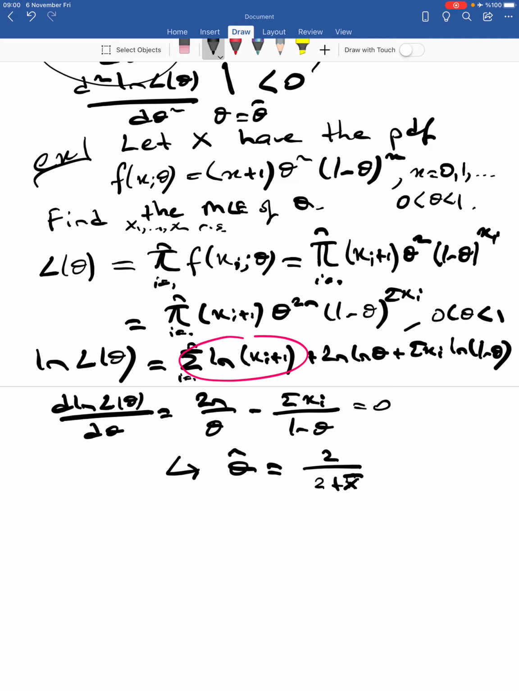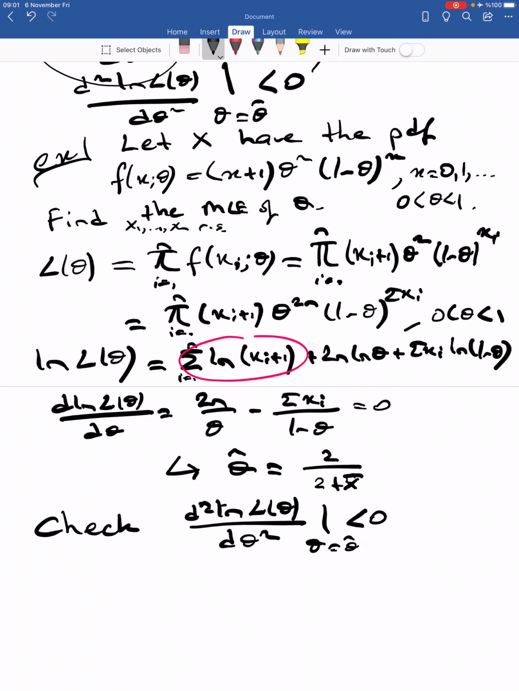But we have to be sure that our second derivative is negative, so our likelihood function is concave down shaped, so it has a maximum point. Okay, so at theta equal theta hat, this should be negative. So when you check that, you will see this is correct.